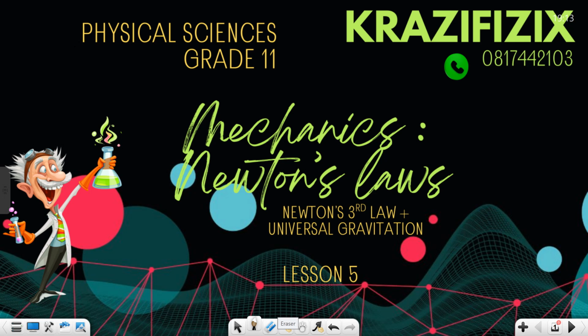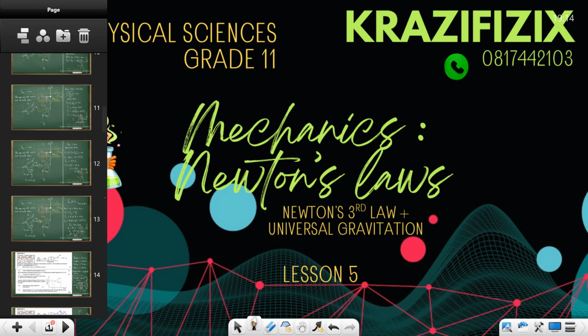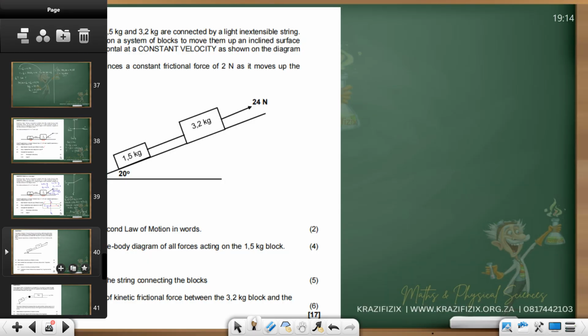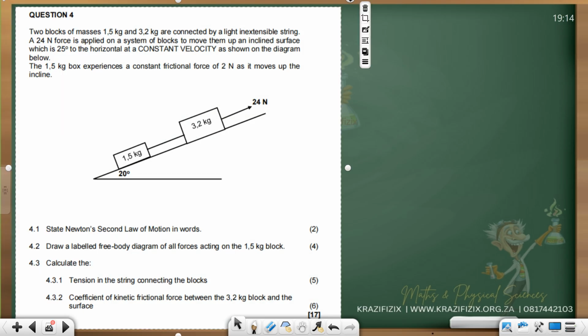Okay, quickly guys, we have a very short session today, and in this particular lesson I want us to look at Newton's third law and probably universal gravitation. But before we look at all of these complex things, I want us to quickly answer this question on Newton's second law. 17 marks. This is the most difficult section, hence I'm repeating this concept over and over again. Please let me know wherever I am losing you.